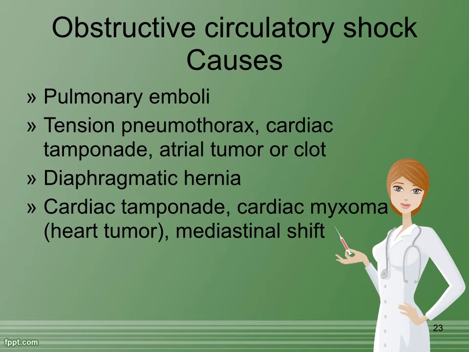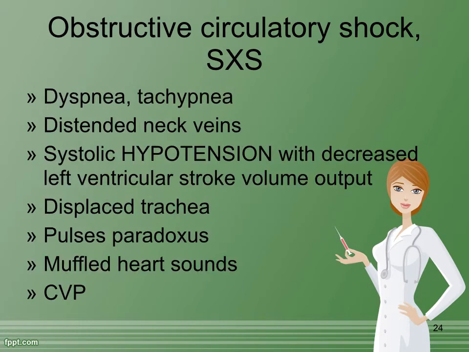And this leads to decreased stroke volume and cardiac output, and there is obstructive circulation. There can be diaphragmatic hernia, cardiac tamponade, cardiac tumor, or mediastinal shift. Heart is displaced or compressed here. Blood cannot physically get out of the heart to the rest of the body. So that's what is happening here. So this is slide 24 now.